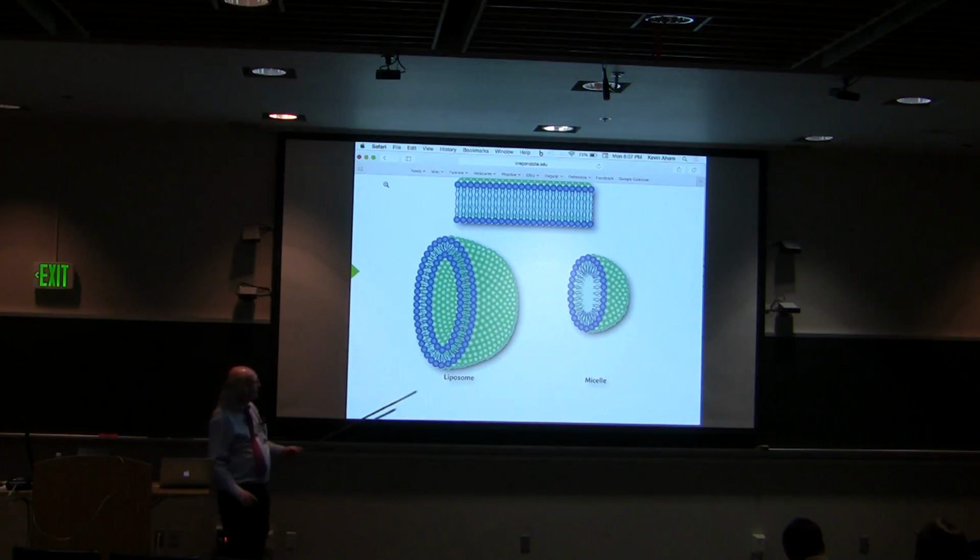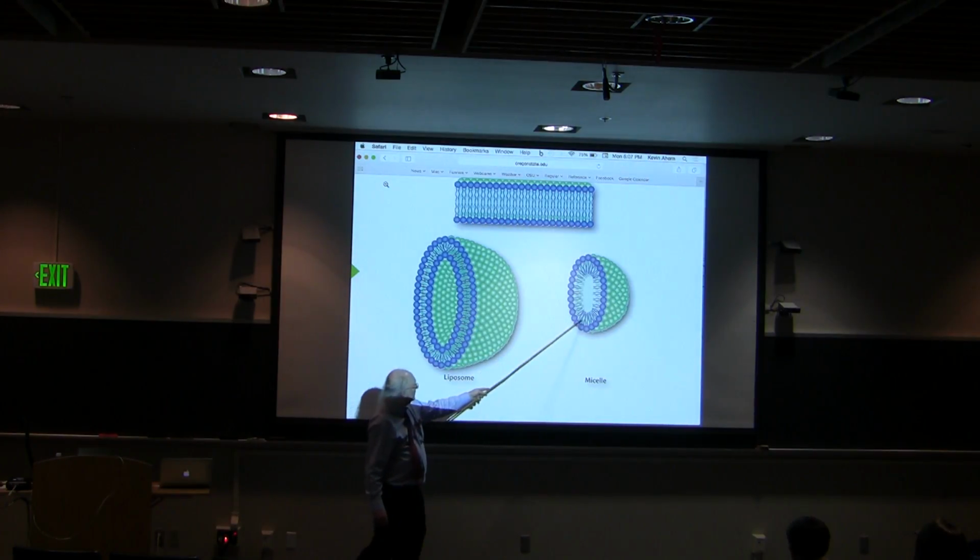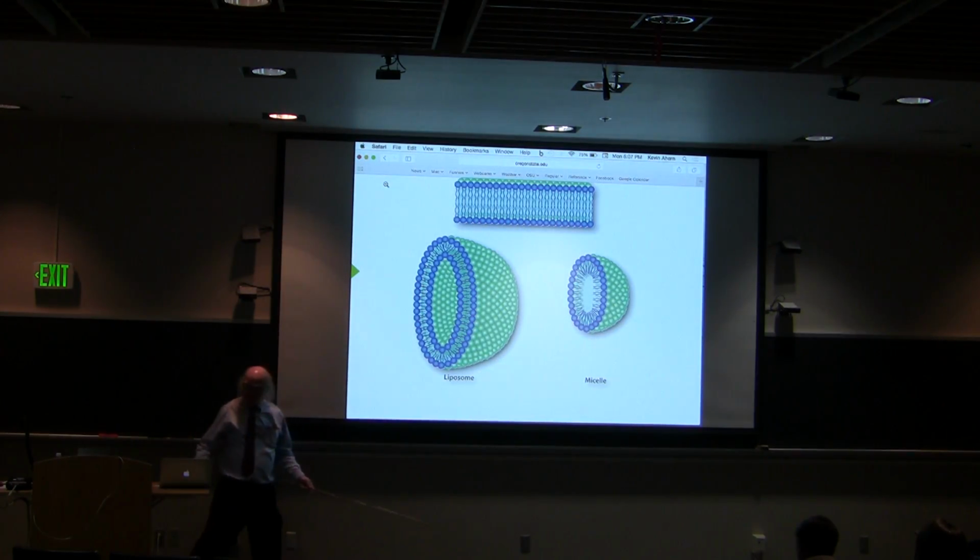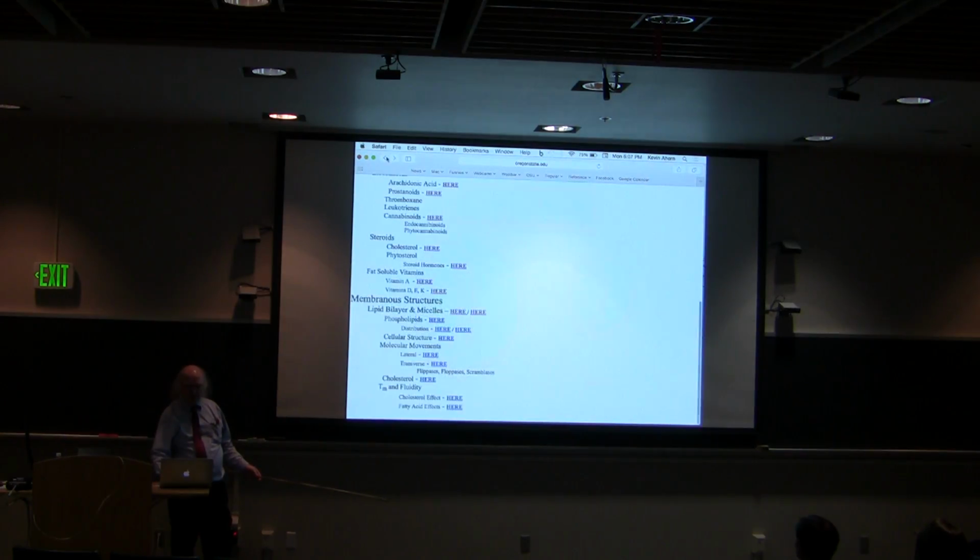That's another view of the same thing, and I pointed out this was not a micelle, despite what it looks like right there. I've got to find a replacement figure for that. I haven't done that yet. Okay.